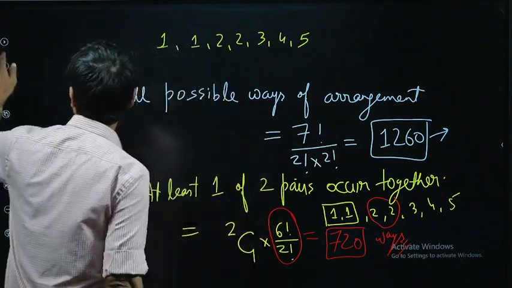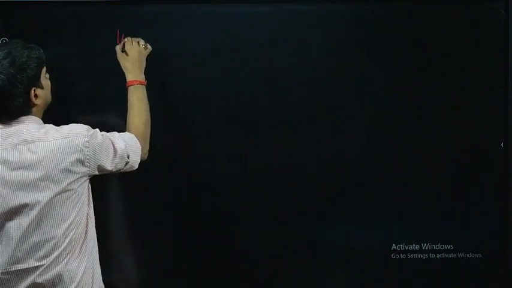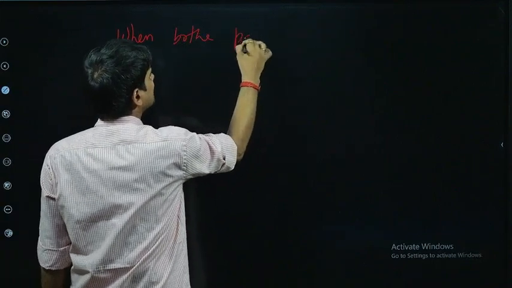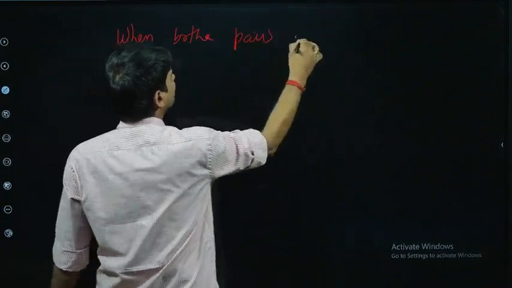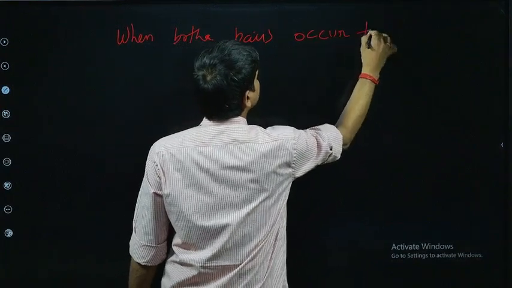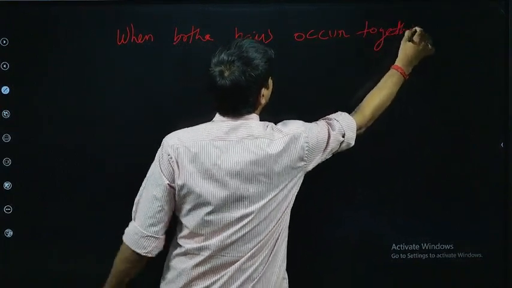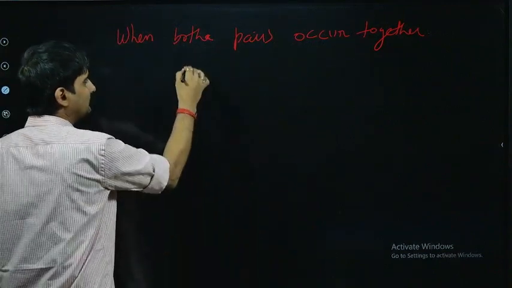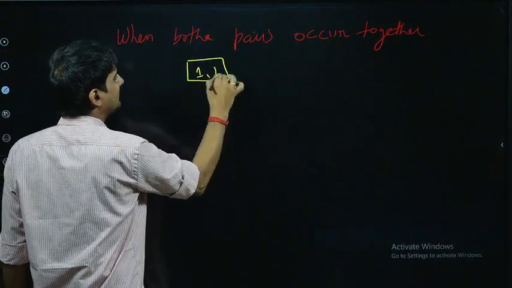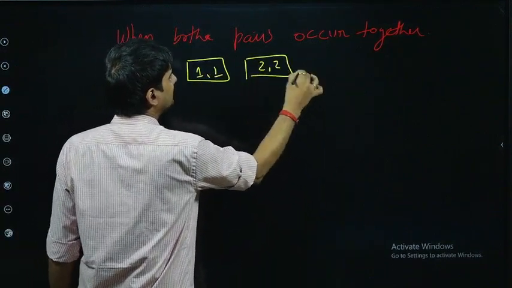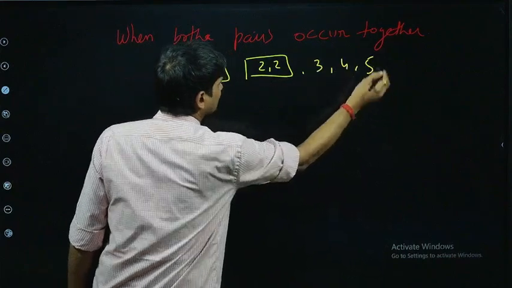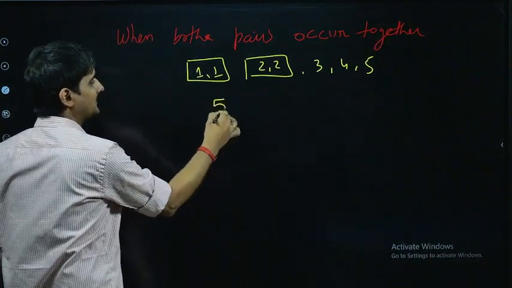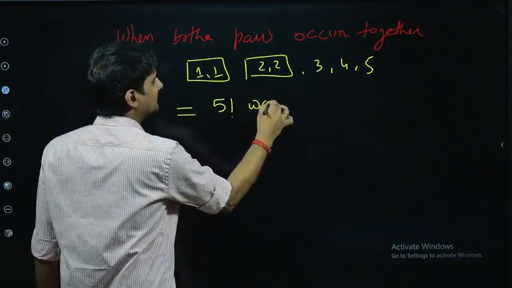So we have to exclude it. Now we will exclude this case when both pairs occur together. So we don't have a choice, 2C2 ways. So that's just one way. Both occur together means I will put 1 1 in one box, 2 2 in one box, and 3 4 5. So these are 5 objects: 1 box, 2 box, and then 3rd, 4th, 5th. We can arrange them in 5 factorial ways.